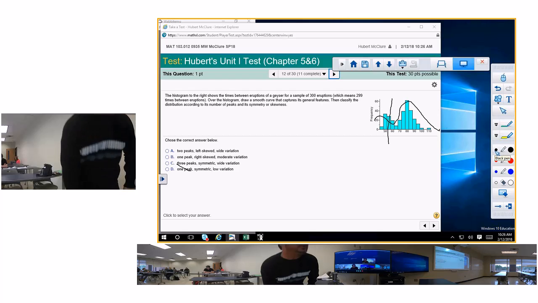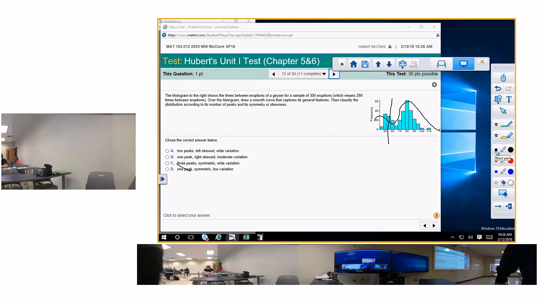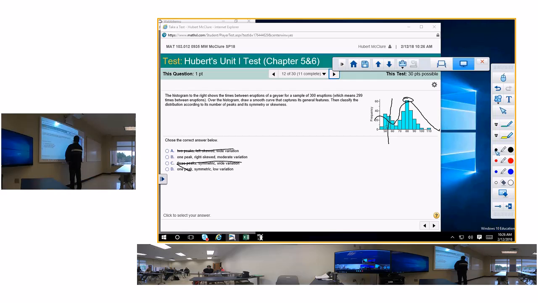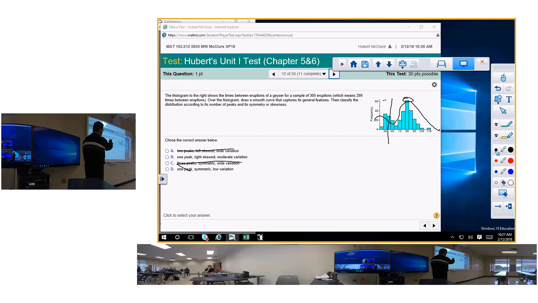I'm going to take C out. And I'm going to take 2 out because I don't see 2 peaks. I see a peak right here, and I see a smaller peak, but that's not a peak if this is a peak. You see what I'm saying? Now, if one was up here, that would be 2 peaks, but not 2 peaks. So it's 1 peak, right skewed. Well, first of all, that's not symmetric. So I'm going to go with B.